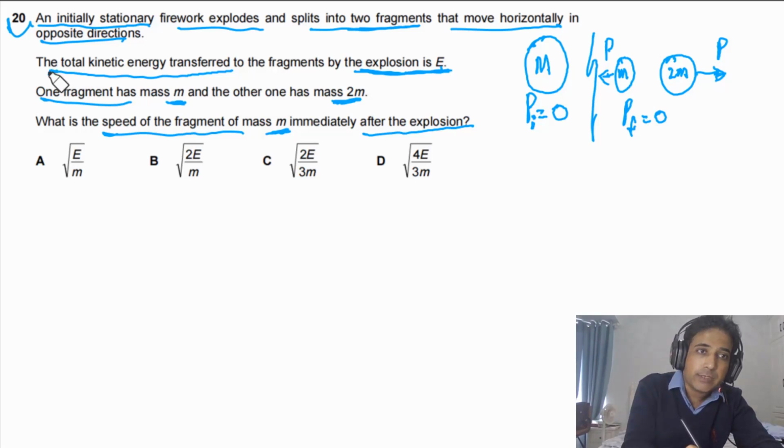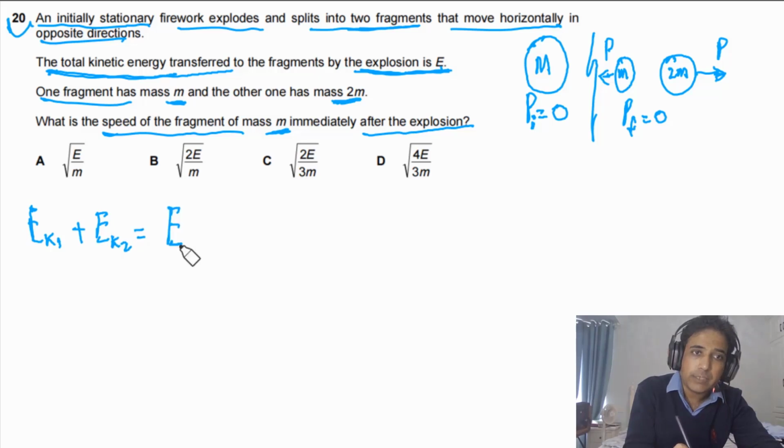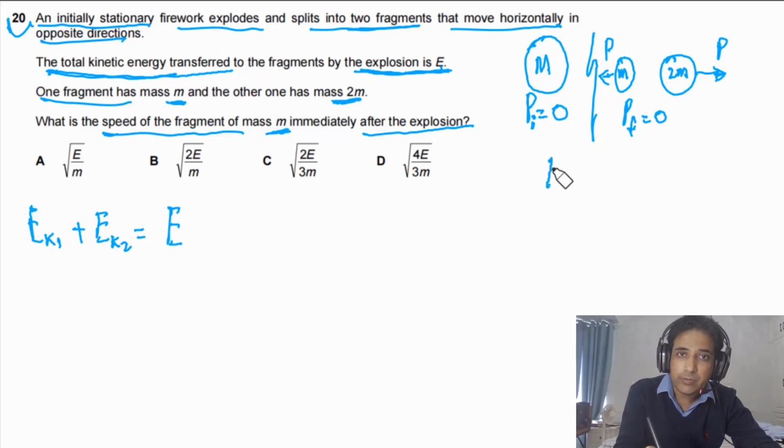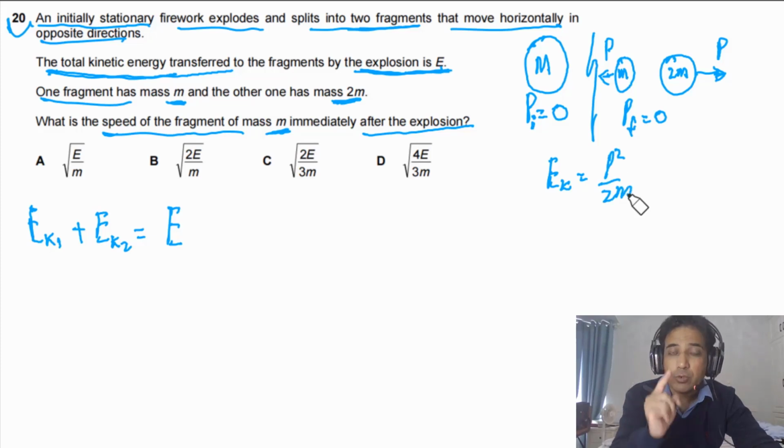Now it is given to us that the total kinetic energy given to the fragments is equal to E. So we can say the kinetic energy of one, ek1, plus the kinetic energy of the second fragment is equal to capital E. And kinetic energy we can write in this form: ek is equal to p squared divided by 2m. If you don't understand this formula, it is very important to answer tricky questions. We can derive this formula quickly as well.